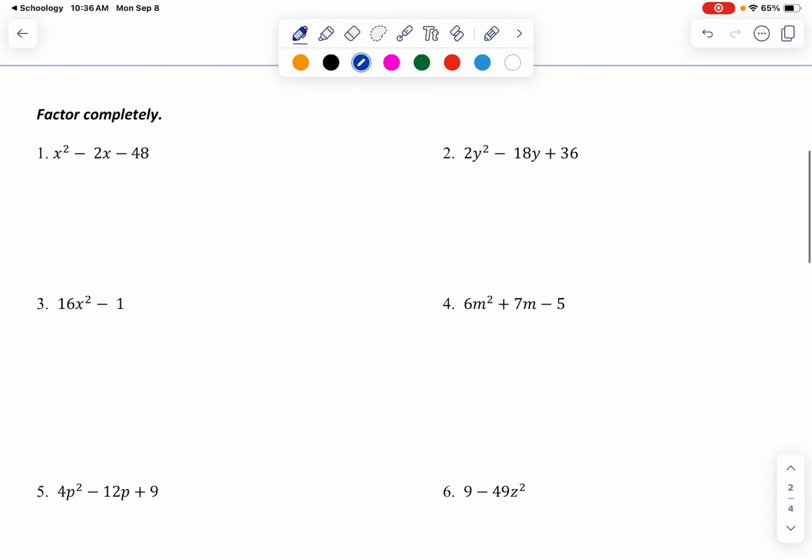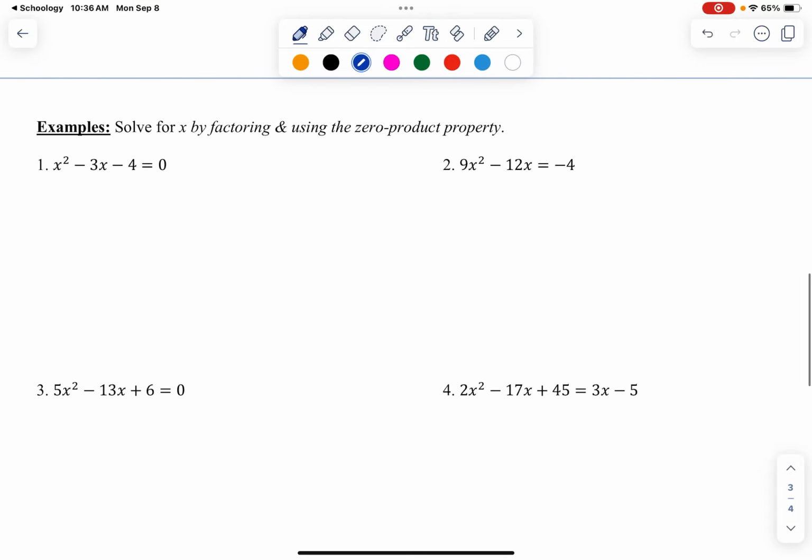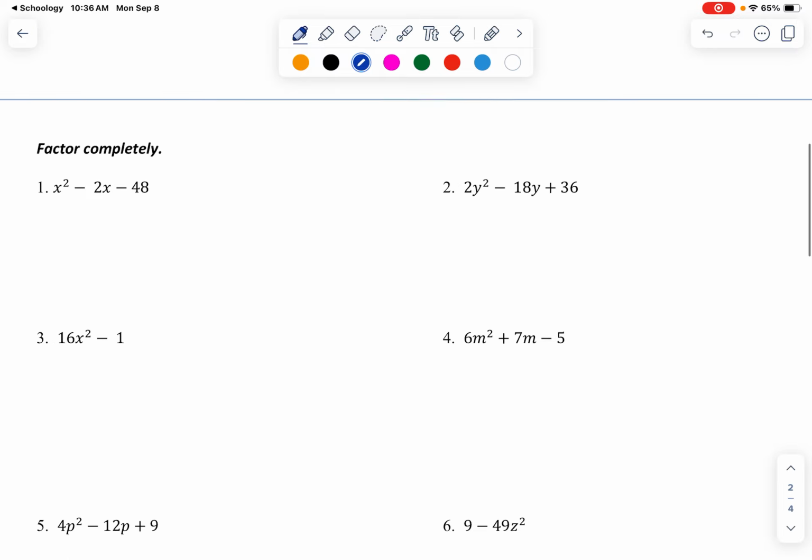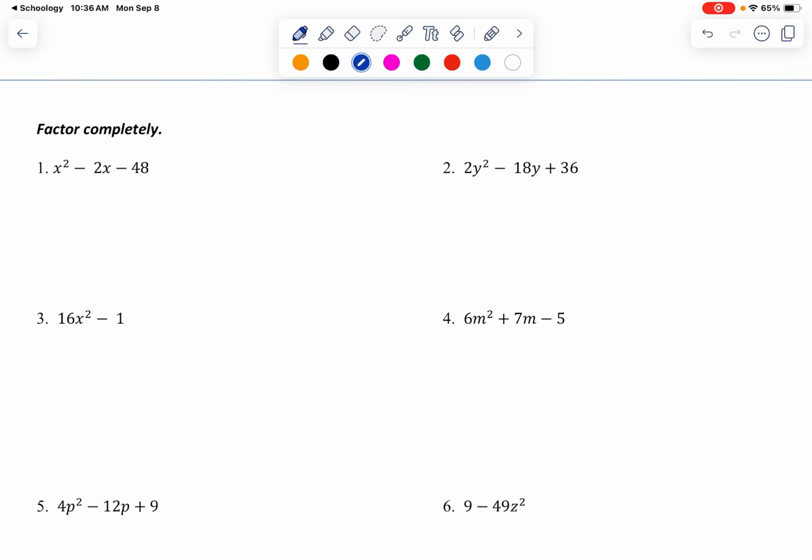Okay, so our whole goal today is to solve a quadratic. And one of our ways to solve a quadratic is by factoring. So like this is our goal down here. Those are examples, but in this section, it's making sure we know how to factor, okay?